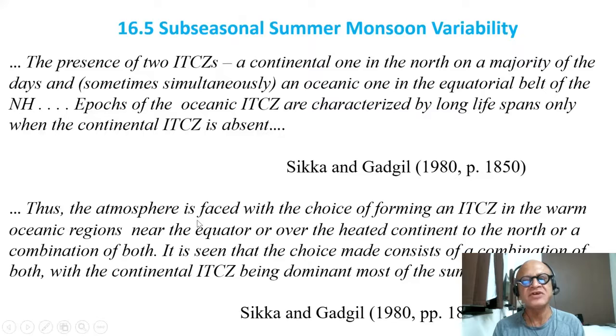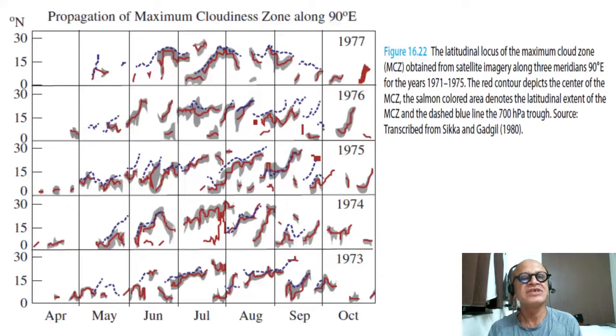Thus, the atmosphere is faced with the choice of forming an ITCZ in the warm oceanic regions near the equator, or over the heated continents to the north, or a combination of both. It is seen that the choice made consists of a combination of both, with the continental ITCZ being dominant most of the summer. We've seen that in many ways.